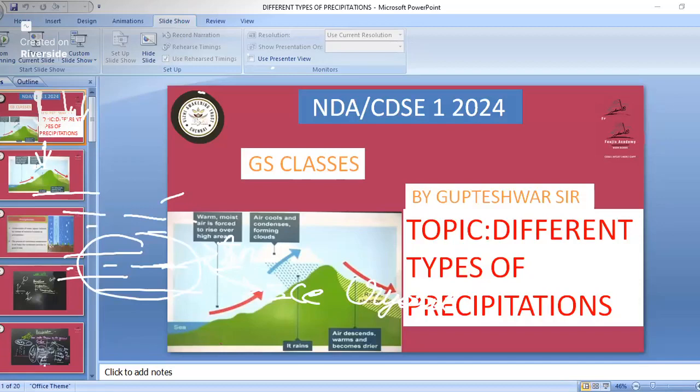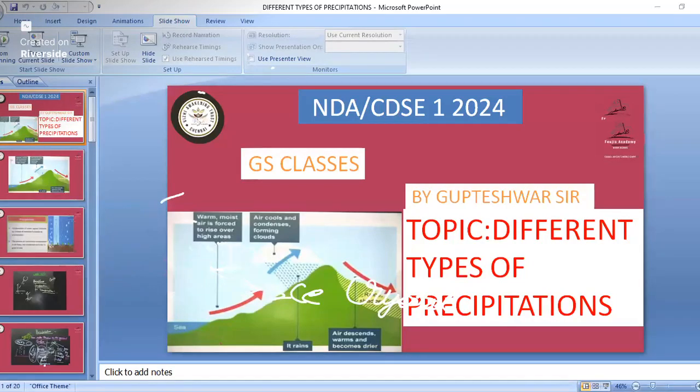So this is about the glaze, sleet, and all other types of precipitations. We studied about the fog, dew, mist, hailstorm. So all these are types of precipitations. Okay.